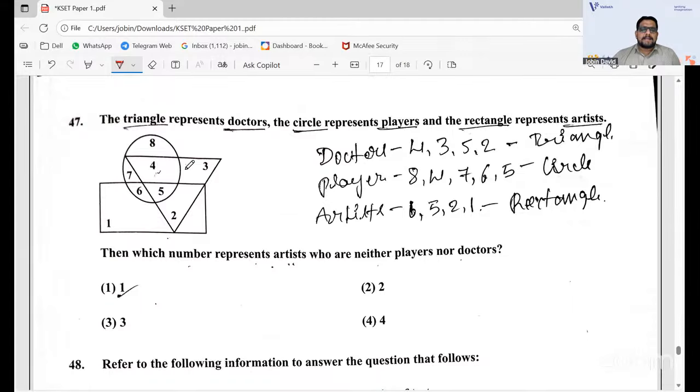47 is just like a Venn diagram figure that you have. The triangle represents doctors, the circle represents the players, and the rectangle represents artists.